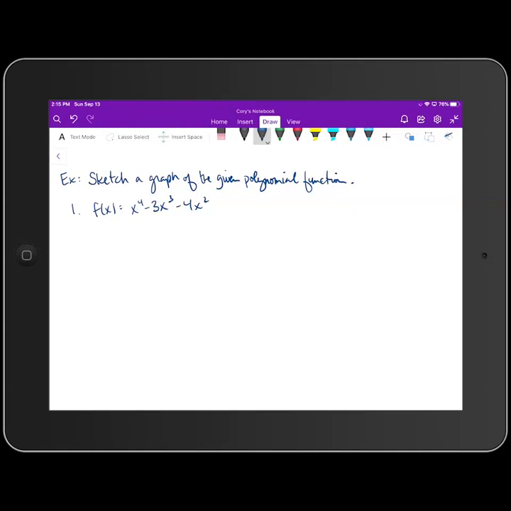All right, so the last set of examples are going to ask us to sketch the graph of the given polynomial function. All right, so for number one, we're given the function f of x equal to x to the fourth power minus 3x cubed minus 4x squared.